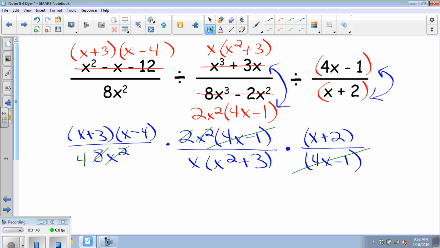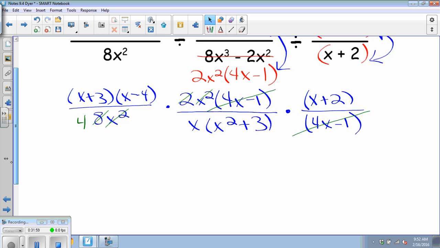I can't cancel x plus 3 with x squared minus 3. Because in order for you to cancel it, it means you're taking that thing and dividing it by itself, and it equals 1. They're not the same thing. So you can't cancel those. Okay? So that's all I can cancel.